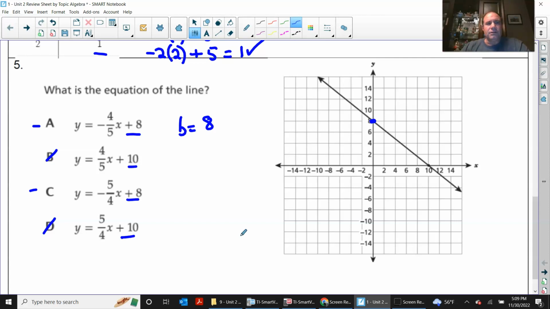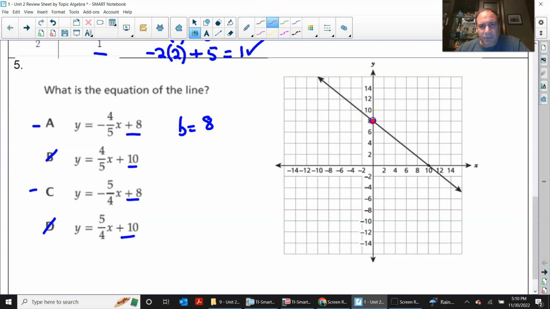This line goes down from left to right. I know it goes down from left to right. Let me check my slope. I have a negative slope here, and I have a negative slope here. So that means both of them are negative. Sometimes they give you negative and positive, and you can cancel it out without even figuring out the slope. I have to figure out the slope here.